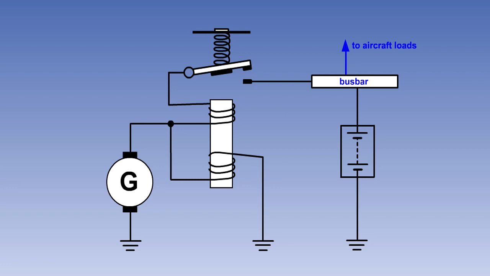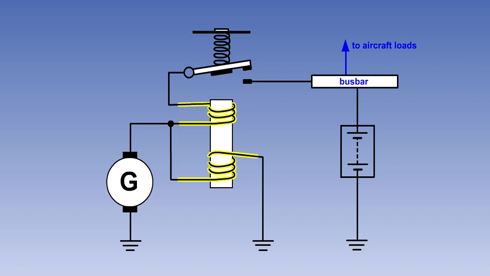We will now take a closer look at the generator cutout to see how it works. It operates in very much the same manner as the standard electrical relays that you have seen previously. It consists of a soft iron core and an armature with a pair of contacts connected to it. The contacts are sprung to the open position and will close when the armature is magnetically attracted to the core.